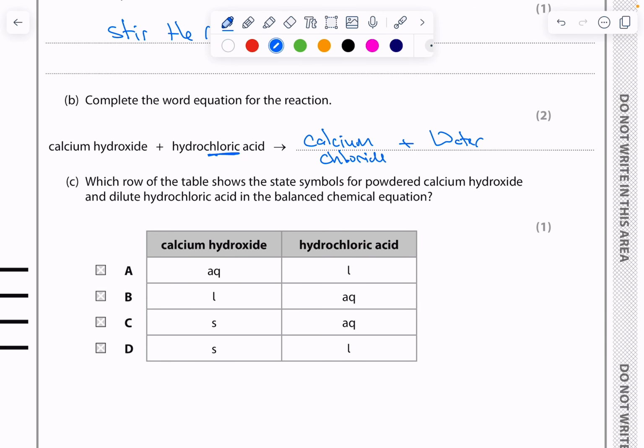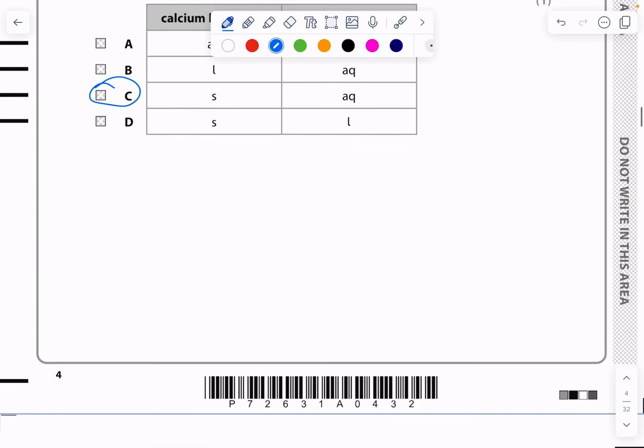State symbols, which one shows the correct state symbol? So here's a clue. This is powdered, so that means the calcium hydroxide is solid, and dilute hydrochloric acid, this means this is dissolved in water. If it's in water, it is a solution which is aqueous. So I'm looking for something that is solid for the calcium hydroxide and aqueous, and the only option we've got is option C that matches the answer we've got.